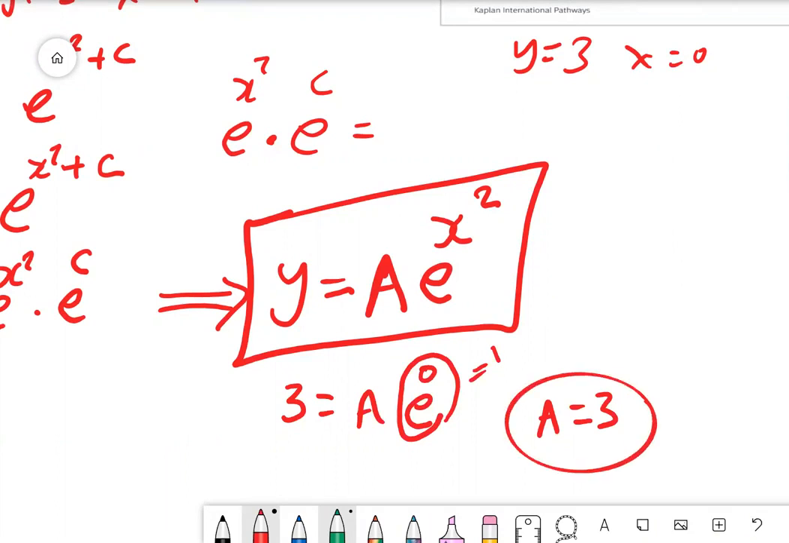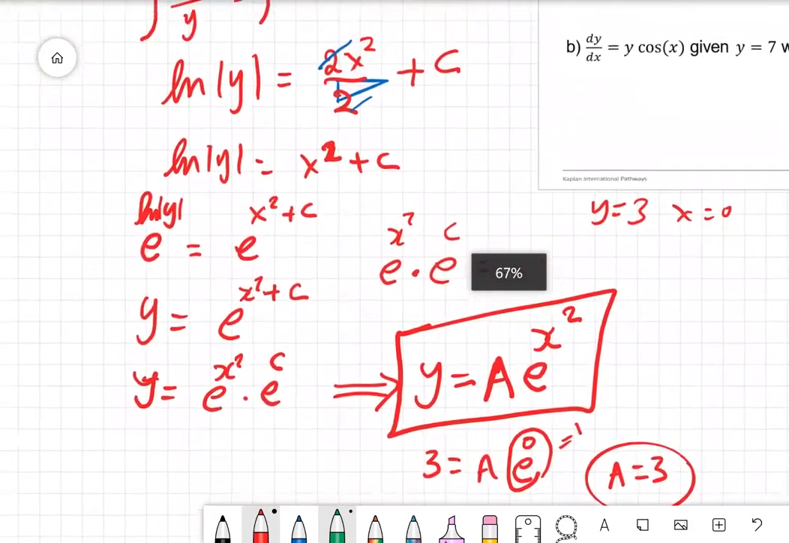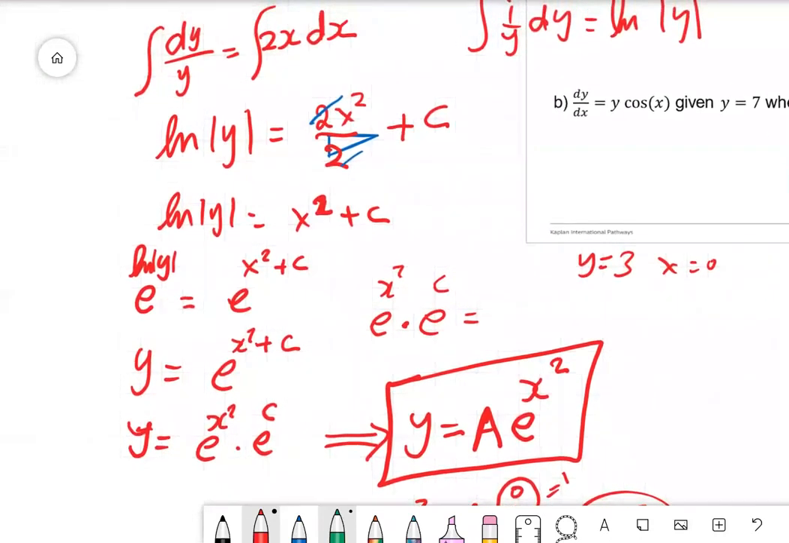And Miss, I solved it differently. I didn't use the ln. I just integrated the y to the power minus 1, and later on I got c equals 3 as well. Which step? Can you write? I think you can write on the board. I can send it later, but can we use another method or just this one?